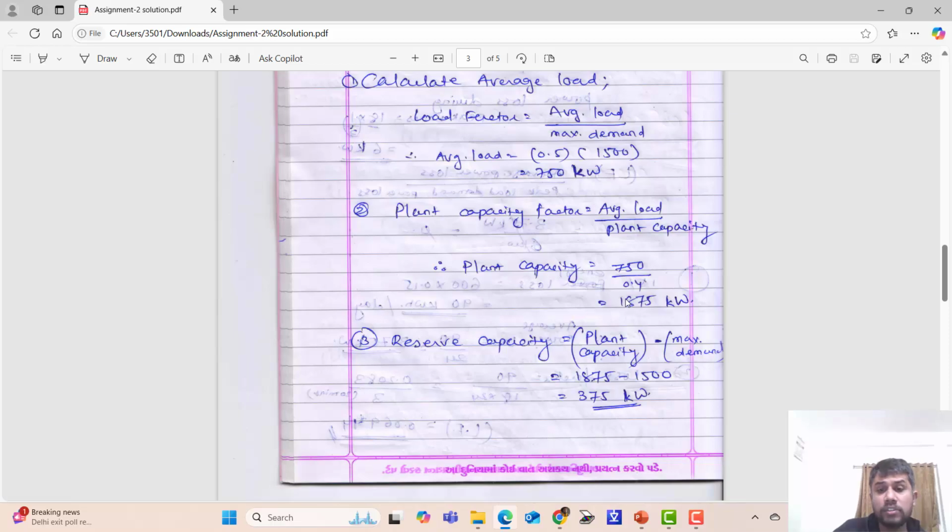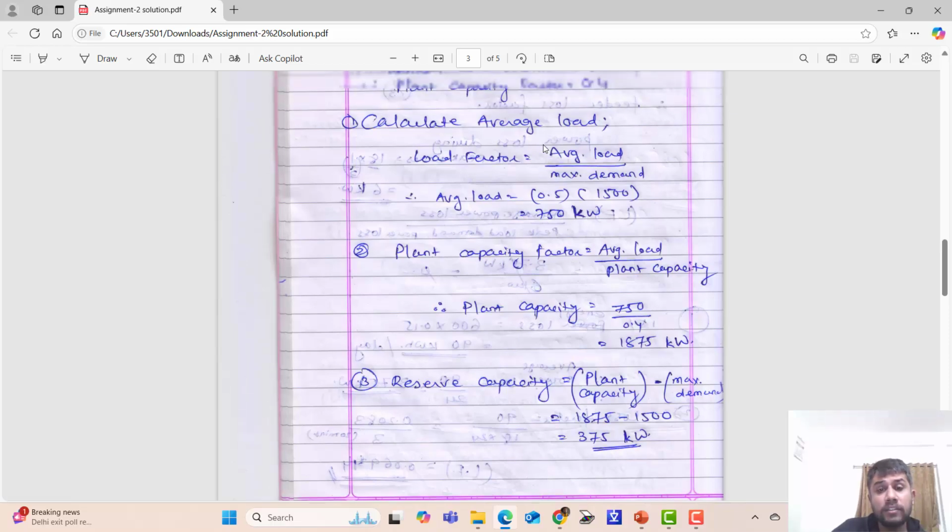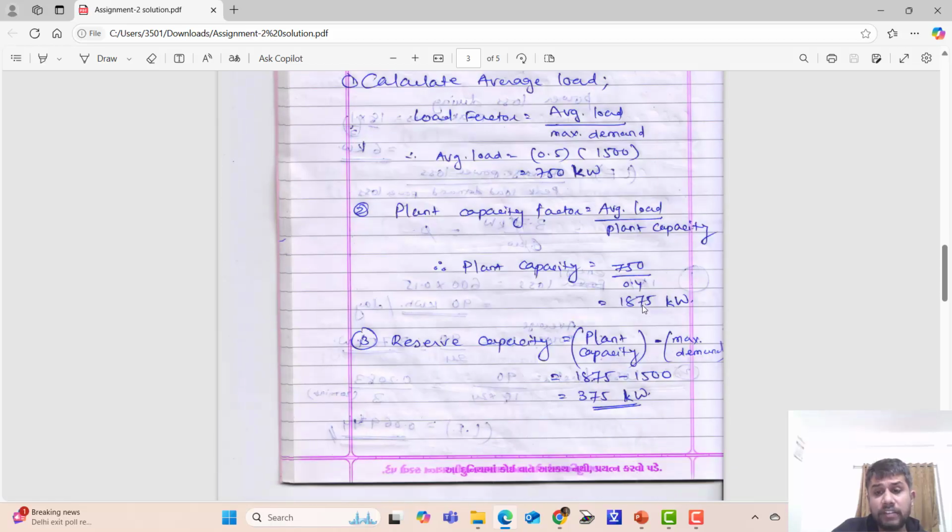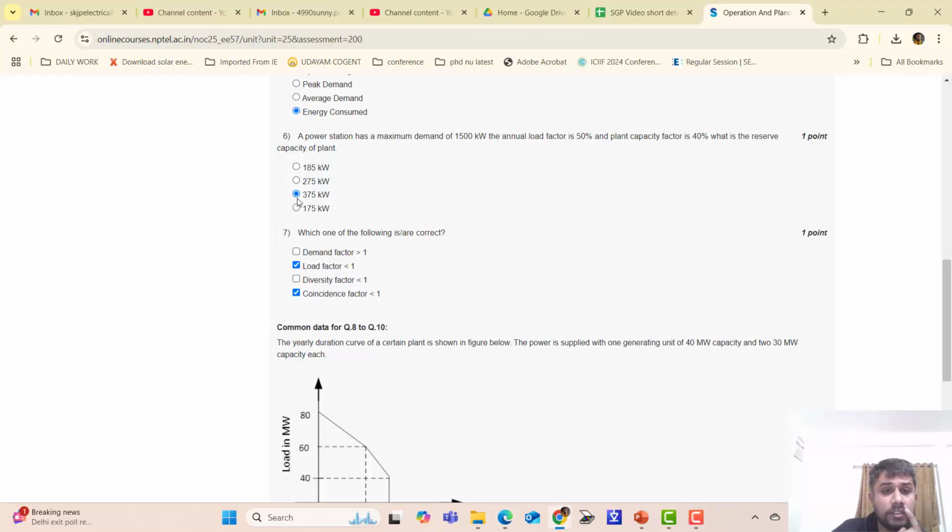Now the reserve capacity is equal to plant capacity minus actual maximum demand. So 1875 minus 1500 is equal to 375 kilowatt, the reserve capacity of this plant. So the answer is C. Now, which one of the following is or are correct? Here the options are square, not round, so multiple answers can be right. One: load factor is less than 1; demand factor is less than or equal to 1; diversity factor is always greater than 1; and coincidence factor is less than 1. So options B and D are correct.